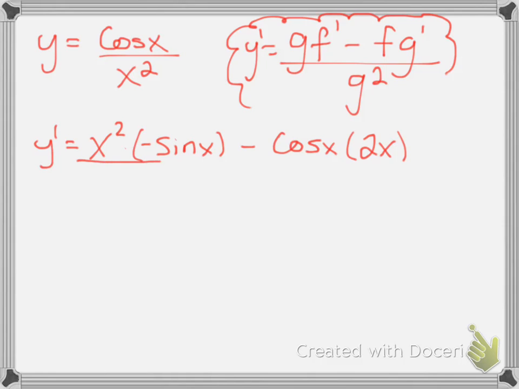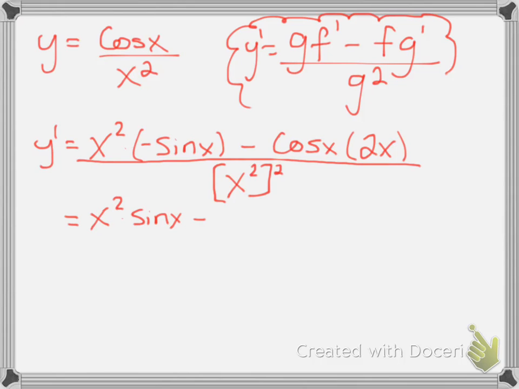And then that's all divided by g squared, so g is x squared, so x squared all to the 2, so that's going to be x to the 4. So I end up with, I'll just rearrange it a little bit, x squared times sine of x minus cos x. Actually, I'll put the 2x first, just to make it look a bit nicer. 2x cos x, all divided by x to the 4.